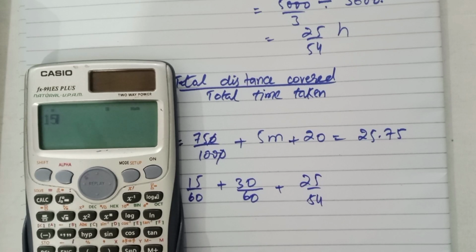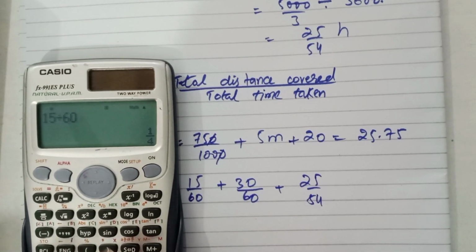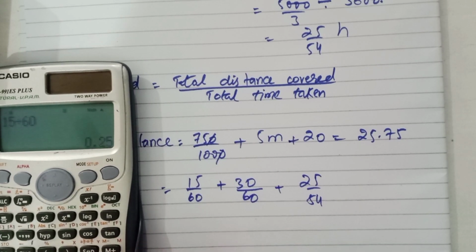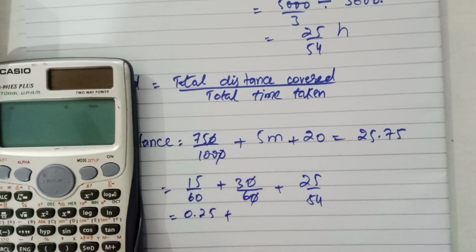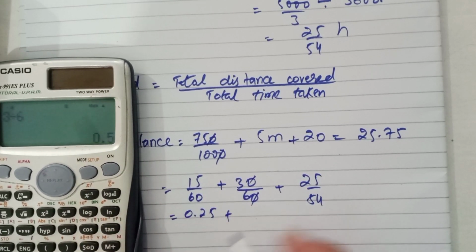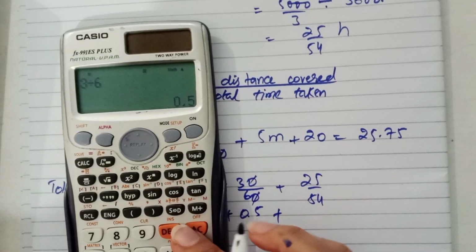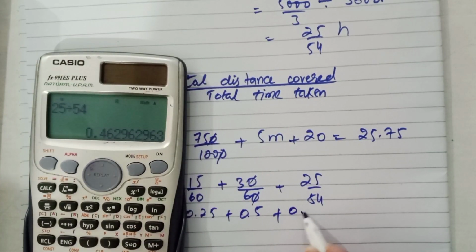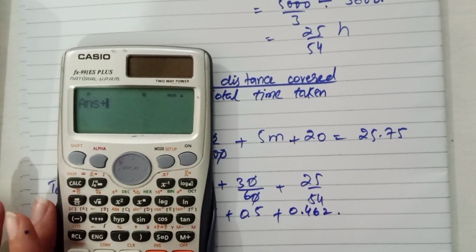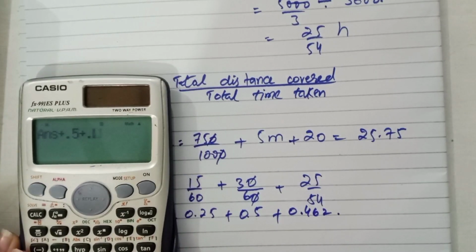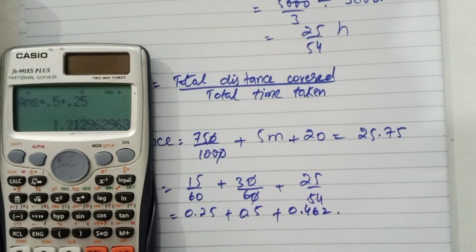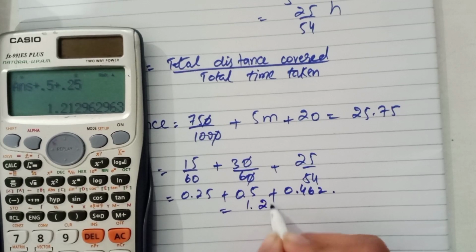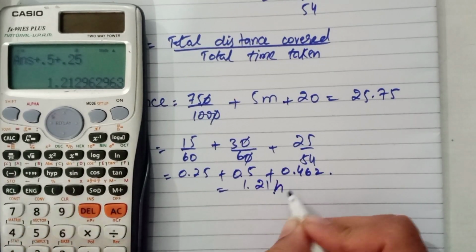15 divided by 60, we get 1 by 4, 0.25, and 30 divided by 60, 1 by 2, 0.5, and 25 divided by 54, we get 0.462. We have to add up these 0.5, 0.25, and 0.462, and we get 1.21. We get the total time 1.21 hours.